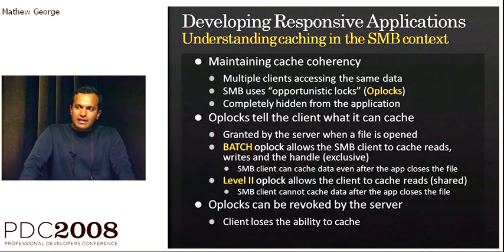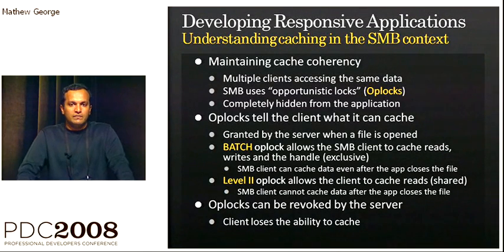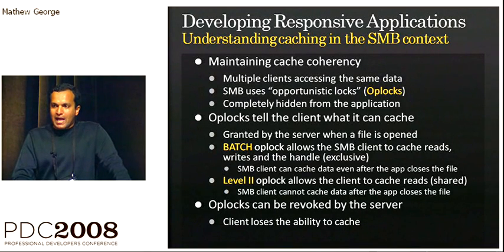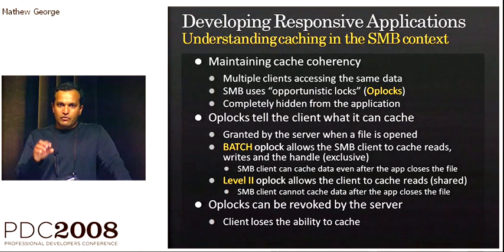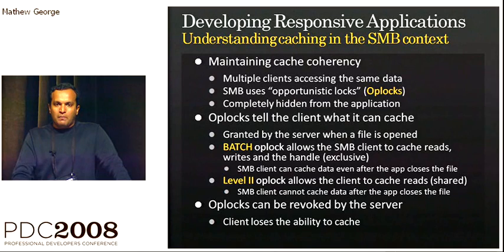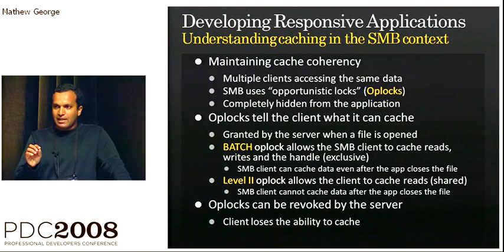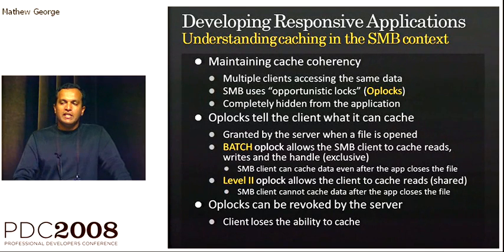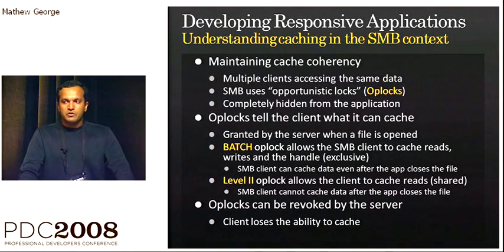The advantage of this is that the client can continue caching data even after the application has actually closed the file. So let's take a scenario where the app opens a file, reads data, and then closes the file. Then it again reopens the file, reads data, and closes. If you have this sequence of operations, the batch op lock helps because after the app closes the file, the redirector caches the handle as well as the data. And the second time it opens it, it just reuses the handle. You won't see any more network traffic. It will just serve the data from the cache and keep reusing the same handle.